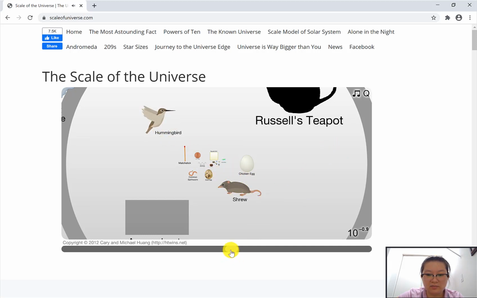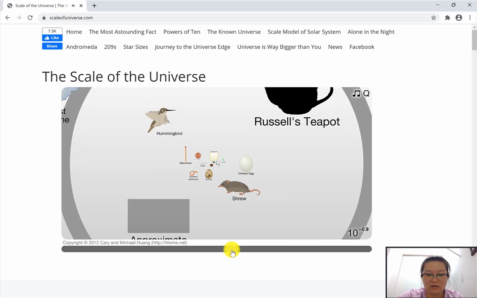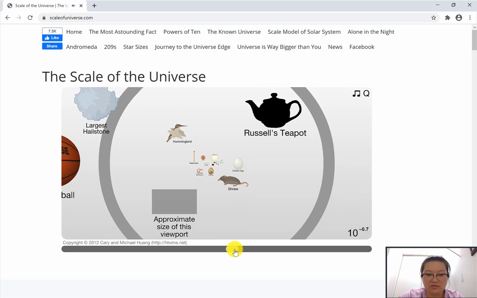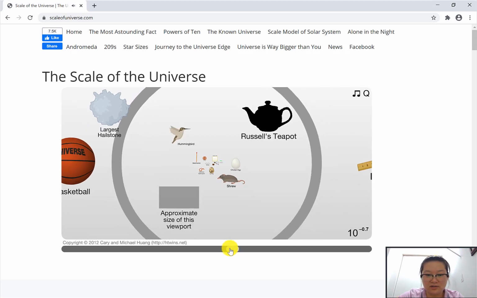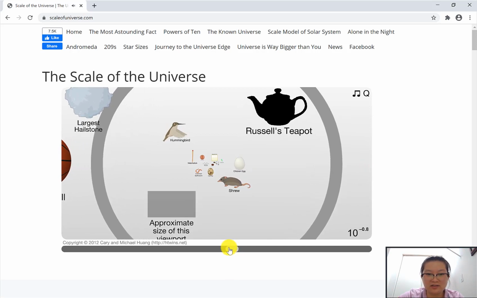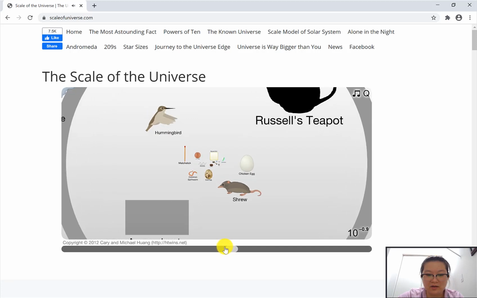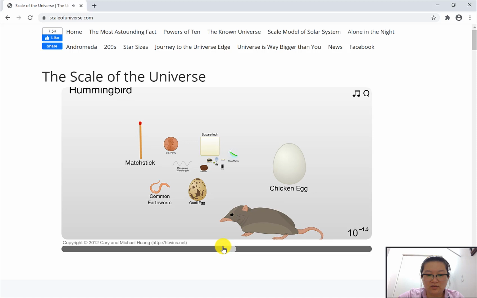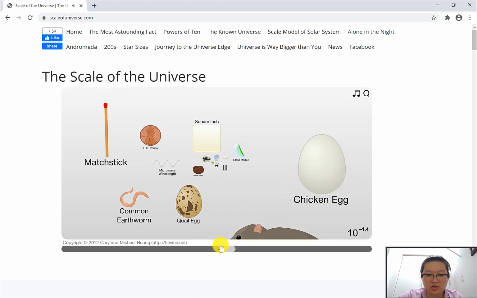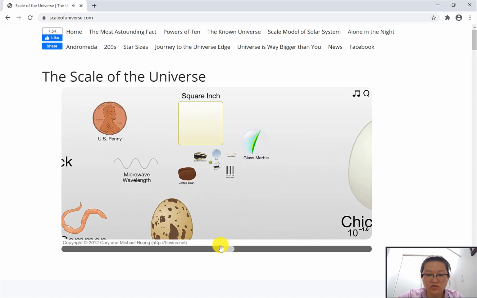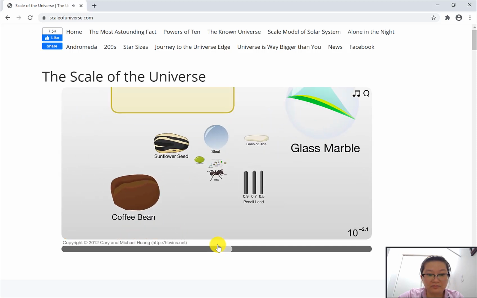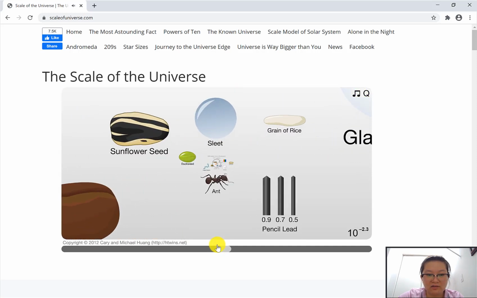So maybe this is better. Okay. What's that? That's an approximate size of this viewport. Oh, cute. Oh, yeah. It is roughly 10 centimeters on the screen, hey? Okay, we can keep going in. Matchstick, chicken egg, shrew. So this is a square inch. Ooh, glass marble. So we're getting to 10 to the negative 2, which is 1 centimeter. This is about 1 centimeter now.